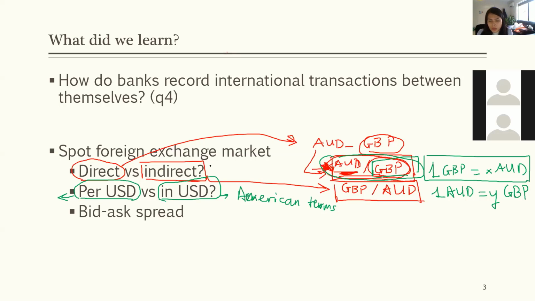Now, we also introduced how bank dealers, either banks or other non-bank institutions, put up their bid and ask quotes. When we see the word bid, we're talking about the buy price that the dealer is trading at. And the ask price is the price that the dealer is selling at. I'll give you an example later on.